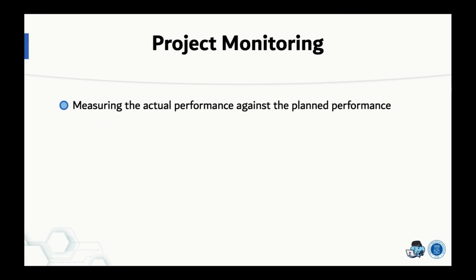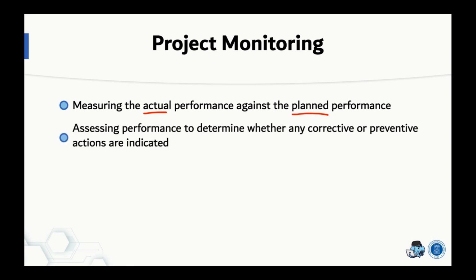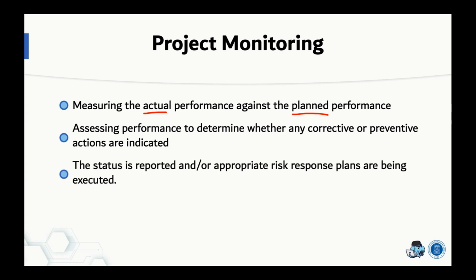The purpose of project monitoring is to measure the actual performance against the planned performance, and to assess the performance to determine whether we need any corrective or preventive action. When we find out that the plan and actual performance are different, what should we do? The project manager has to take some actions so that the actual performance is the same as the planned performance.